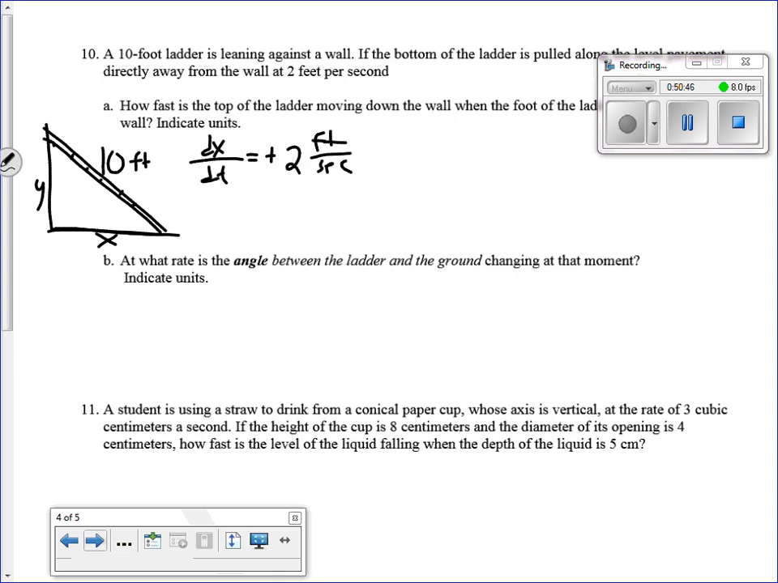For part A, they're asking us how fast the top of the ladder is moving down the wall. So at what rate is this distance y changing? So what is dy/dt?